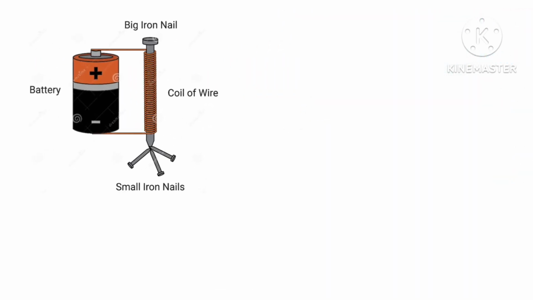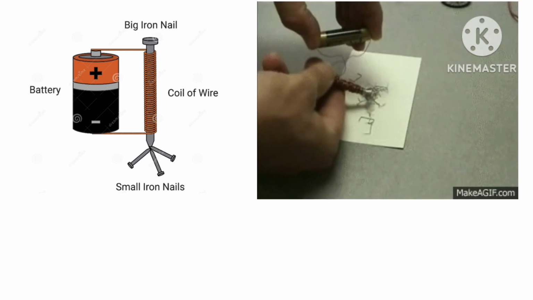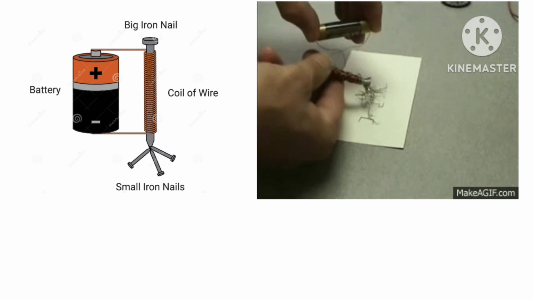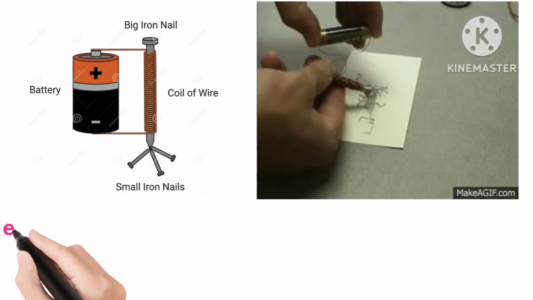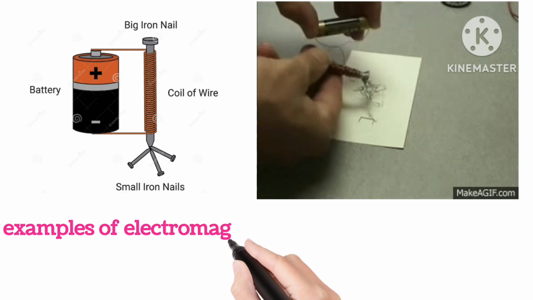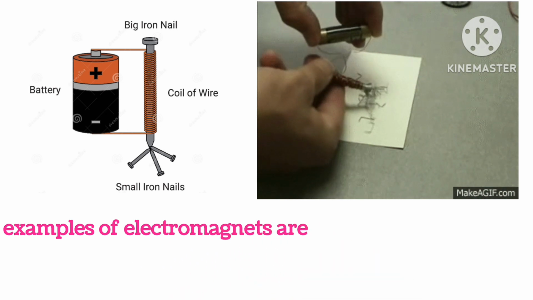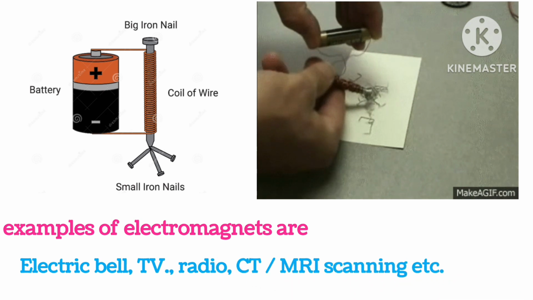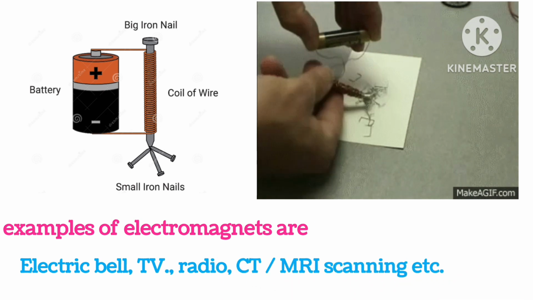Here is the experiment where we take a coil of wire around a big iron nail and connect it to the circuit. So when the current flows, this nail becomes an electromagnet and attracts small nails. Like you can see in the picture, it is attracting small nails. Examples of electromagnets are electric bell, TV, radio, CT, MRI scanning, etc.